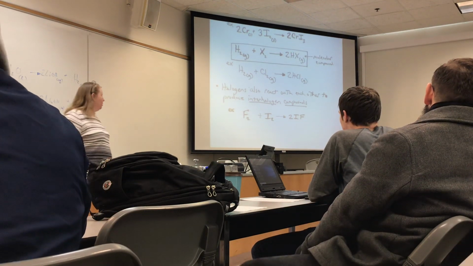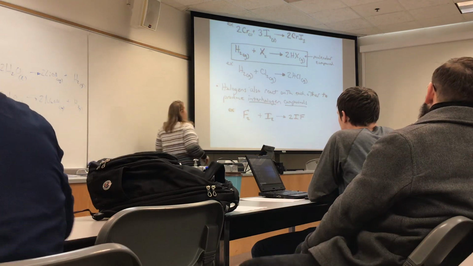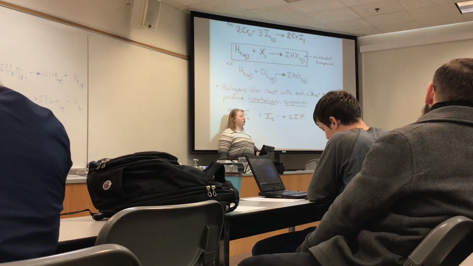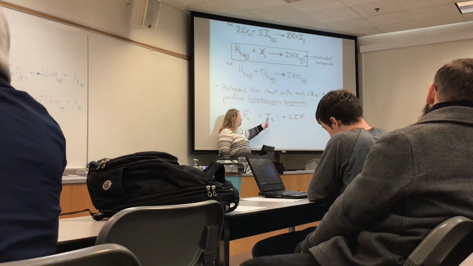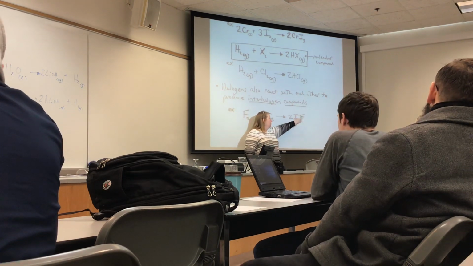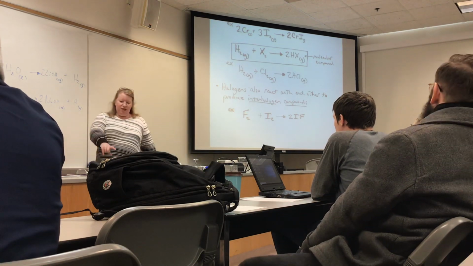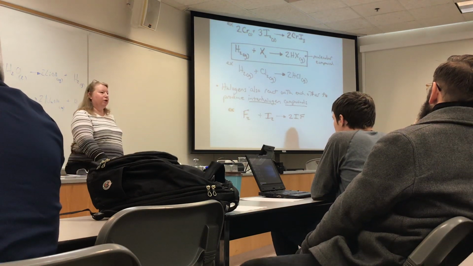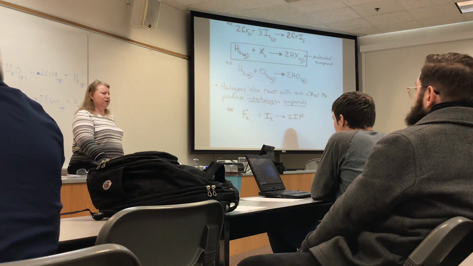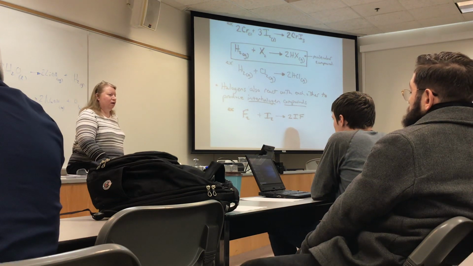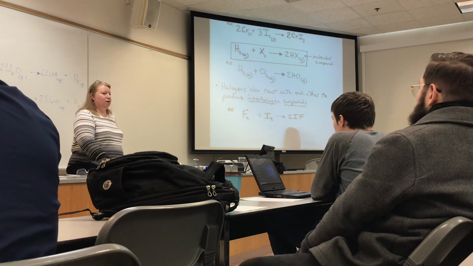Okay, last type of reaction. Halogens react with each other to form something called interhalogen compounds. If I mix together some fluorine and some iodine, I'm going to get some iodine monofluoride. Why am I saying iodine monofluoride for this one? What's that mono in there for? To annotate that there's only one.